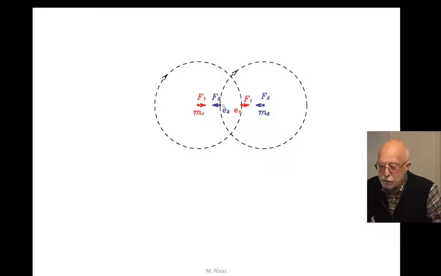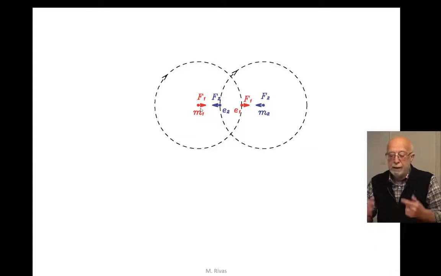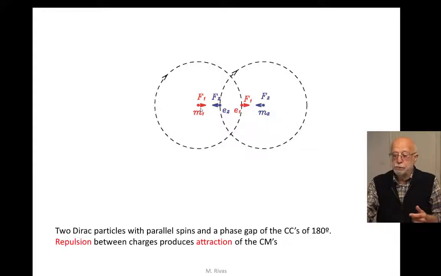But we have to attach the external force on the blue electron to the center of mass of that electron, and the force defined at the charge position of electron 1 to center of mass 1 to determine the evolution of the corresponding center of masses. The repulsive force between the charges produces an attractive force between the center of masses. Well, this is in this particular situation.